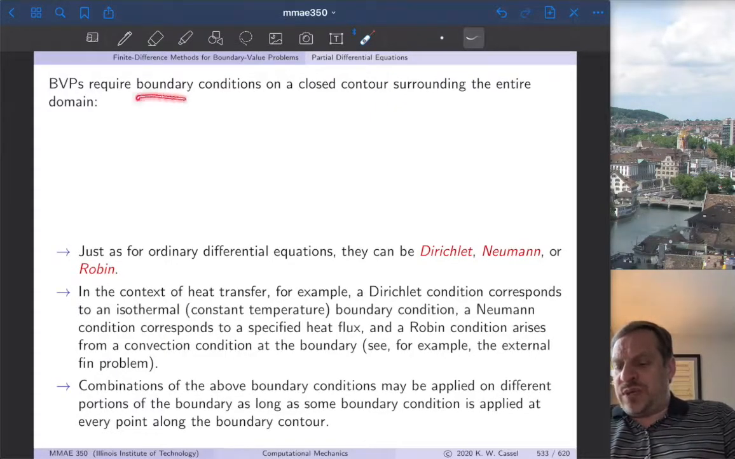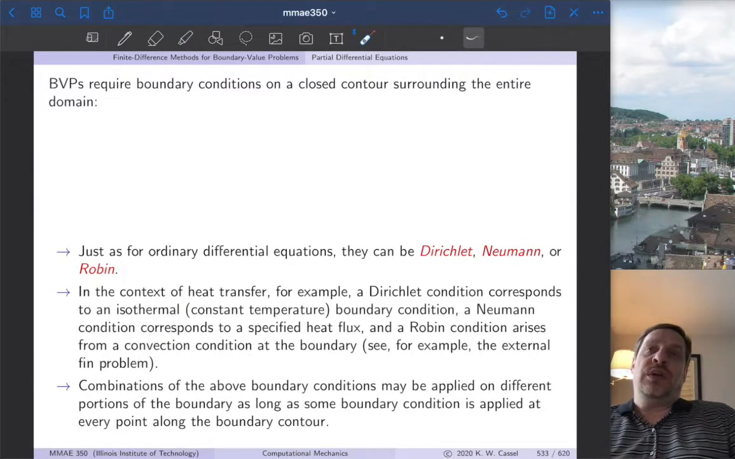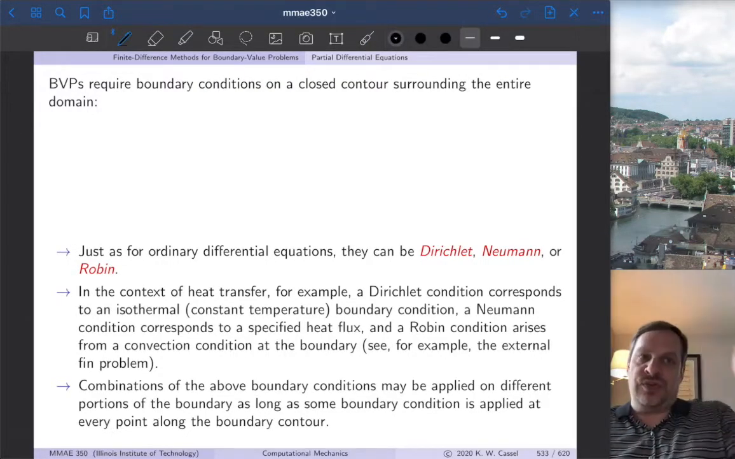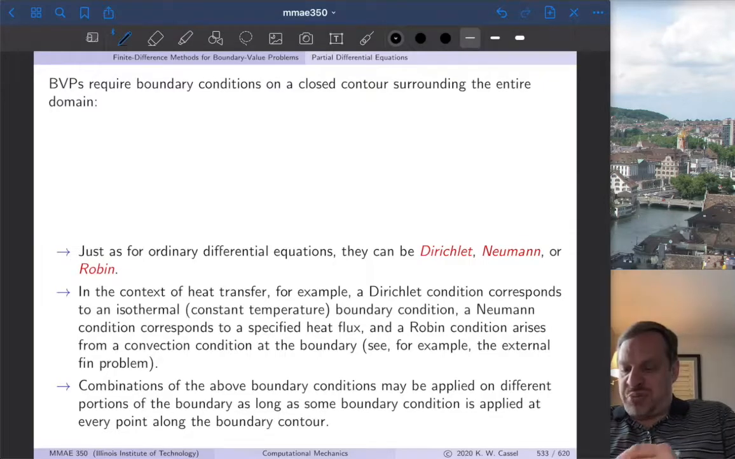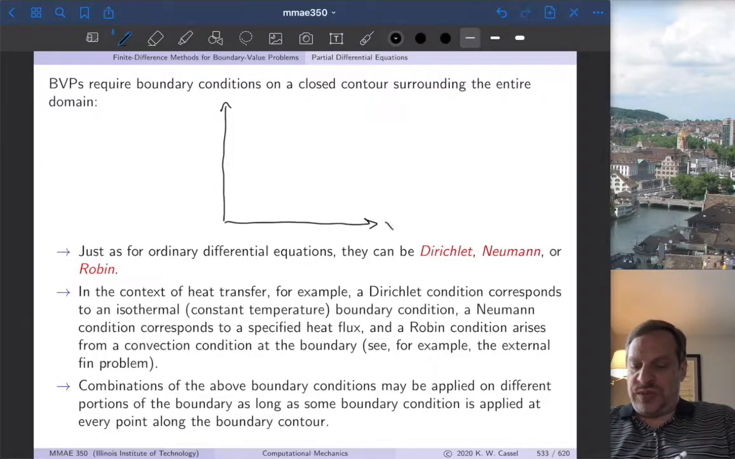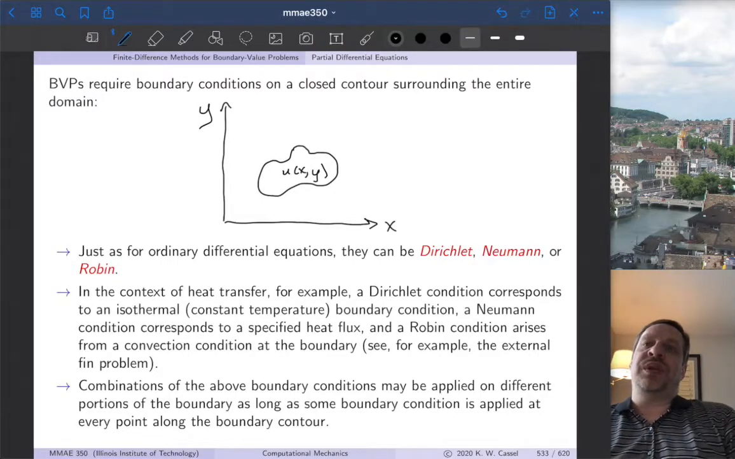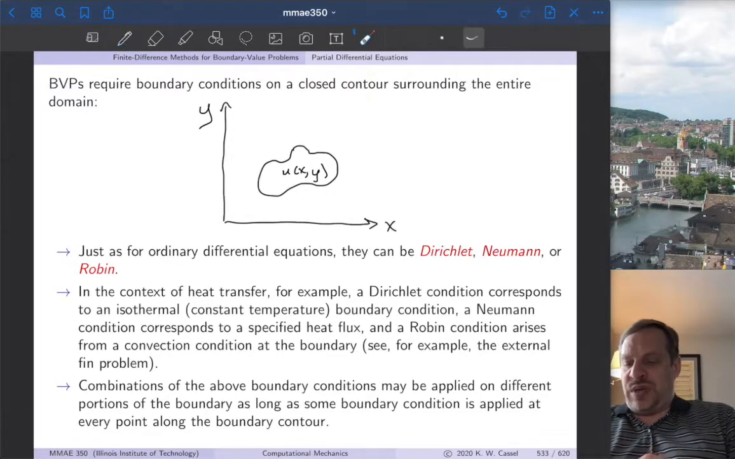So now we need boundary conditions on all boundaries of the domain. In 1D, that just meant the two ends, A and B, but now it has to include the entire contour, which defines the boundary of the domain. So if we have some domain like this, we're solving for u of x, y throughout the interior of the domain, and so we need boundary conditions at every point on the boundary.